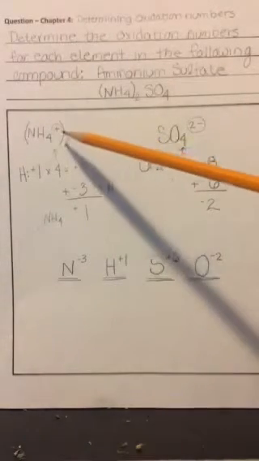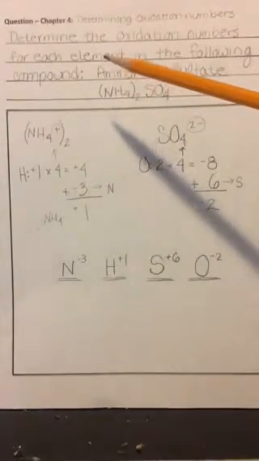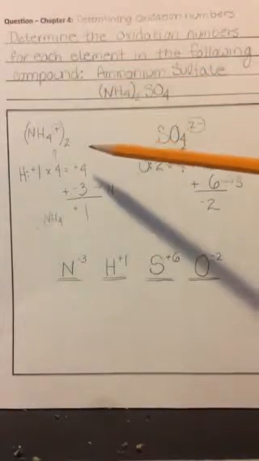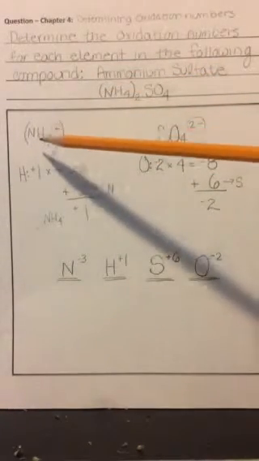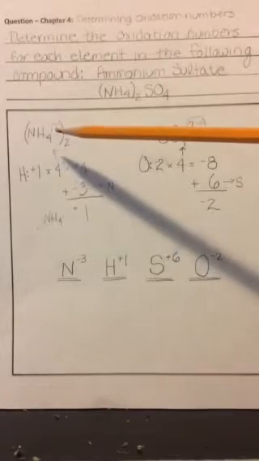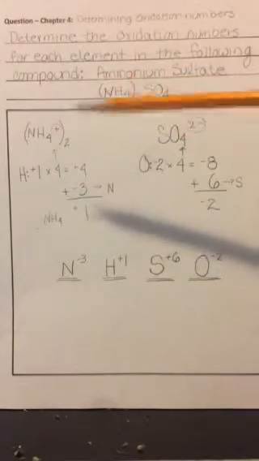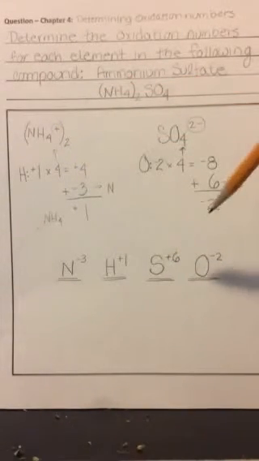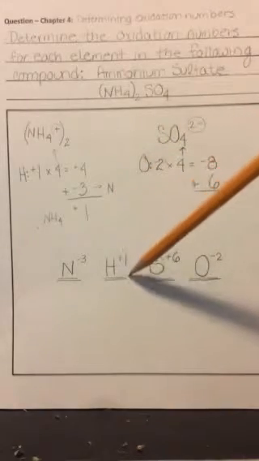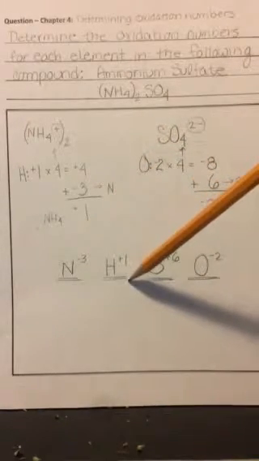So we would first look at hydrogen because it usually has a positive charge when bonded to a nonmetal, such as your nitrogen in your ammonium ion. So hydrogen has a +1 charge.